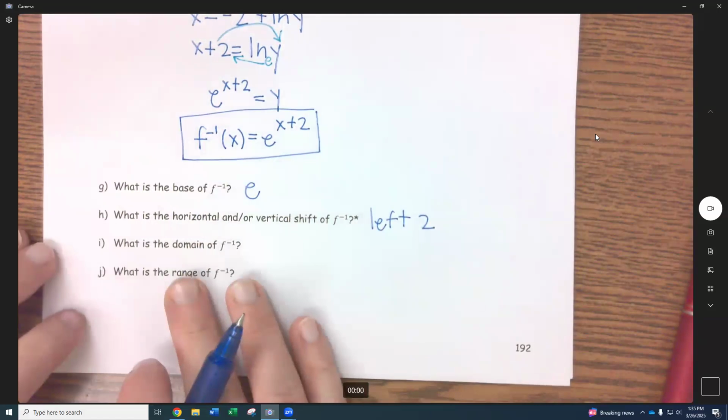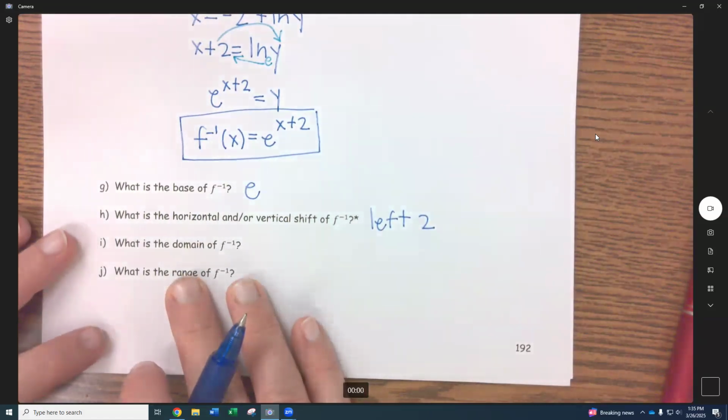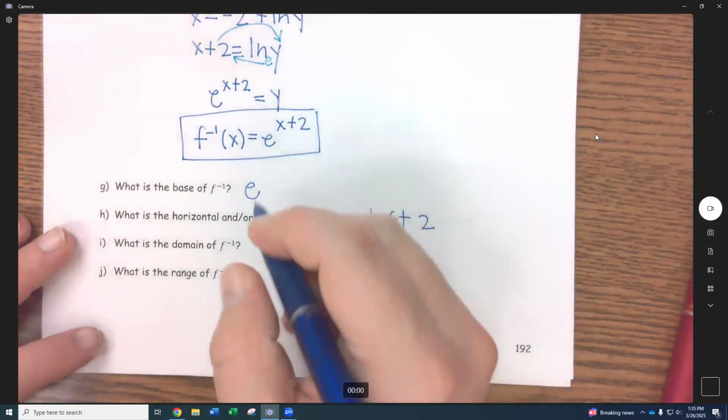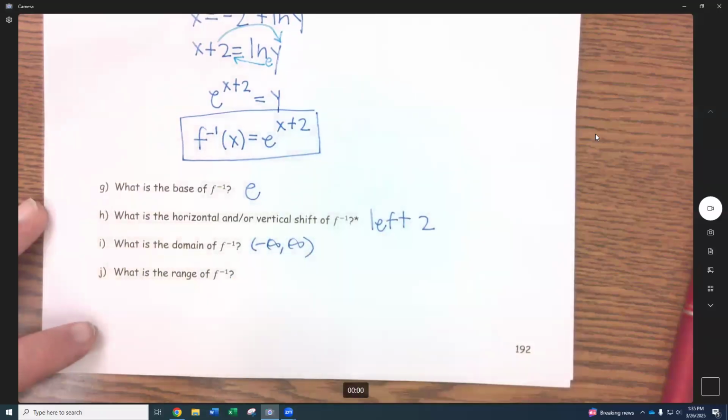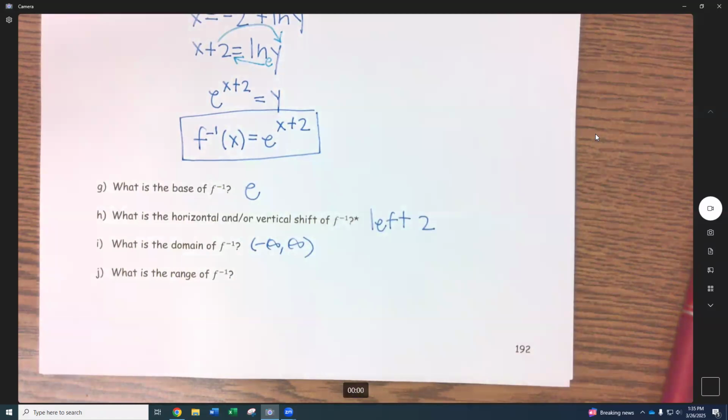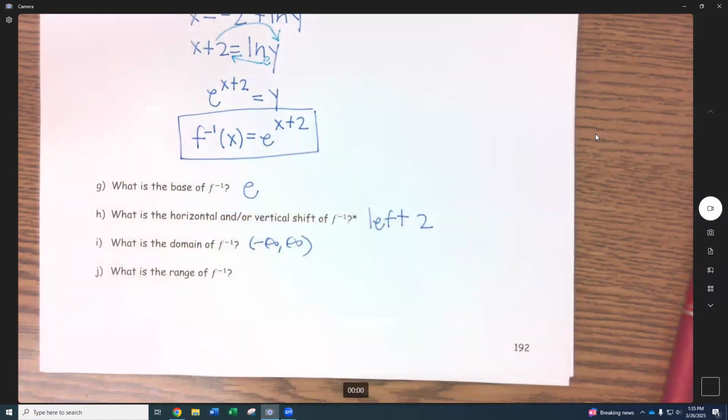What is the domain? I'm looking up at part D. And my range was -infinity to +infinity. So that is what my domain is. And you can also just say this is an exponential. An exponential has a domain of all real numbers.